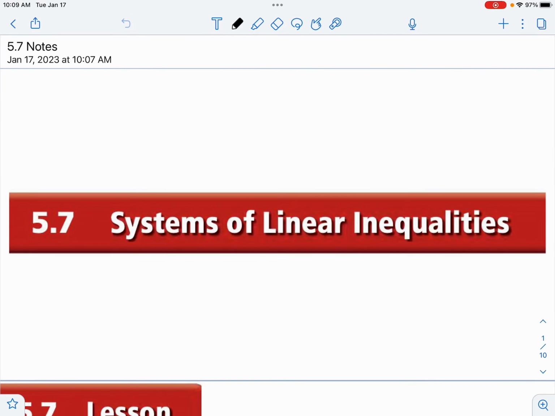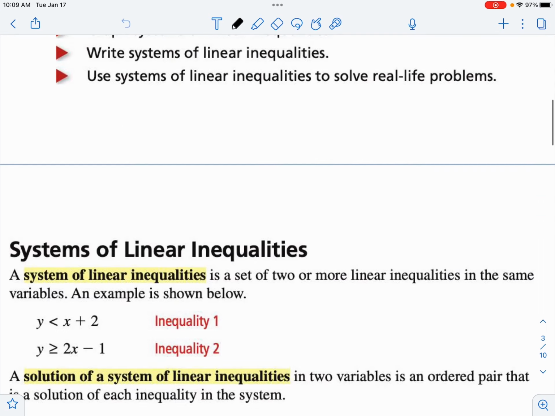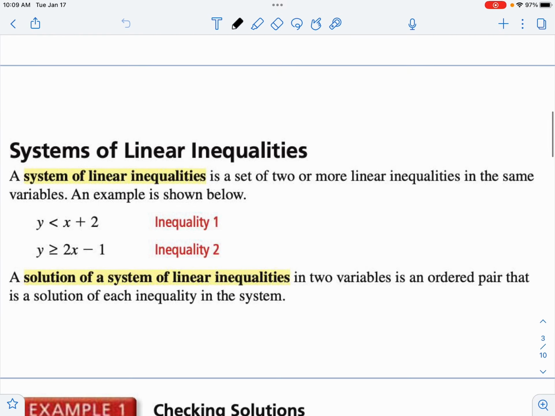Hello, in this video we are going to cover 5.7, which is systems of linear inequalities. And first thing that we need to discuss are some definitions. So a system of linear inequalities is a set of two or more linear inequalities in the same variables, and you can see two below.